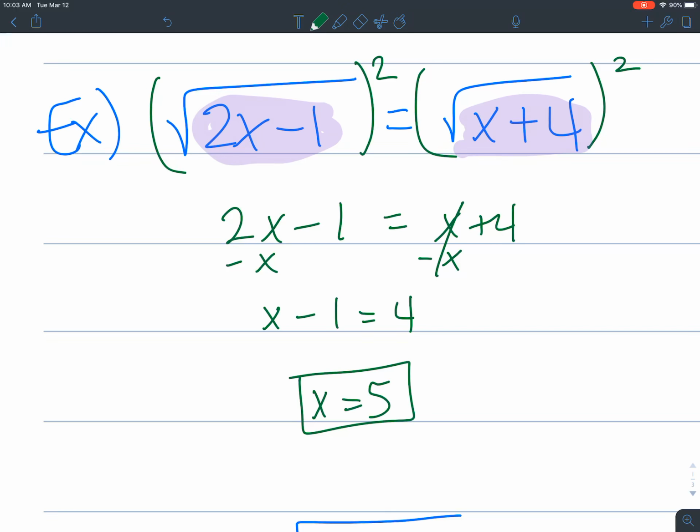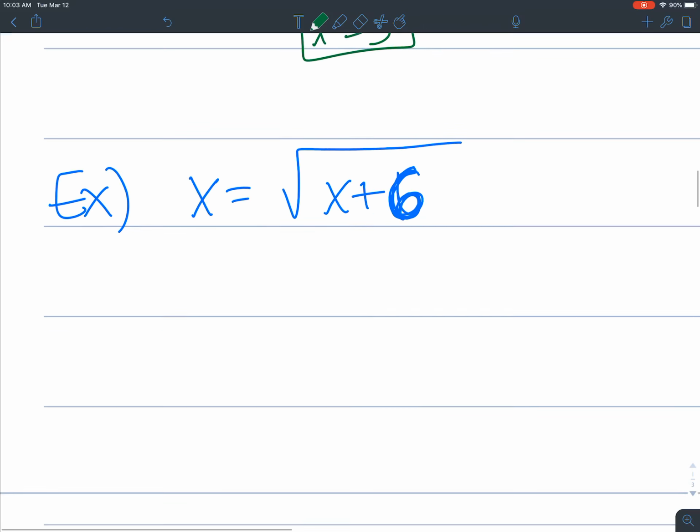Plug that back in. 2 times 5 is 10 minus 1, and we're square rooting, so that's the square root of 9, which is 3. So let's see if that happens over here. 5 plus 4 is 9. Square root of 9. Hey, that's also 3. Yep, it works.